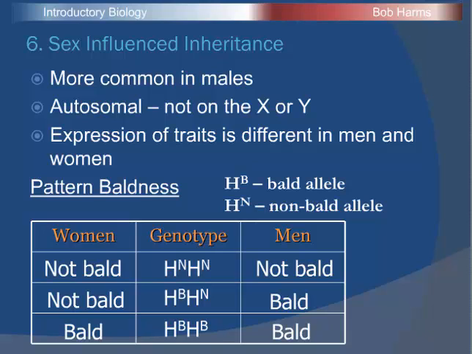Now, if we think chemically, why would this be? How could the same genes end up being expressed differently in men and women? We have to look at our chemistry. And obviously, chemically, the biggest difference between men and women are our hormones. And so there must be something about the presence of testosterone or the presence of estrogen or progesterone that is influencing this expression and causing the sex-influenced inheritance pattern that we see with pattern baldness.